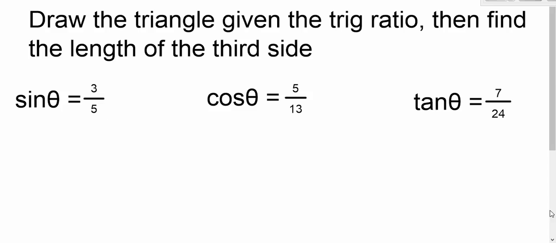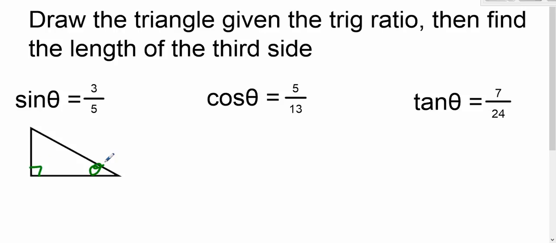So related to the Pythagorean theorem, they can give you a ratio like sine equals 3 over 5, and you can find the length of the third side, because really they're telling you information about a right triangle. Draw a right triangle.